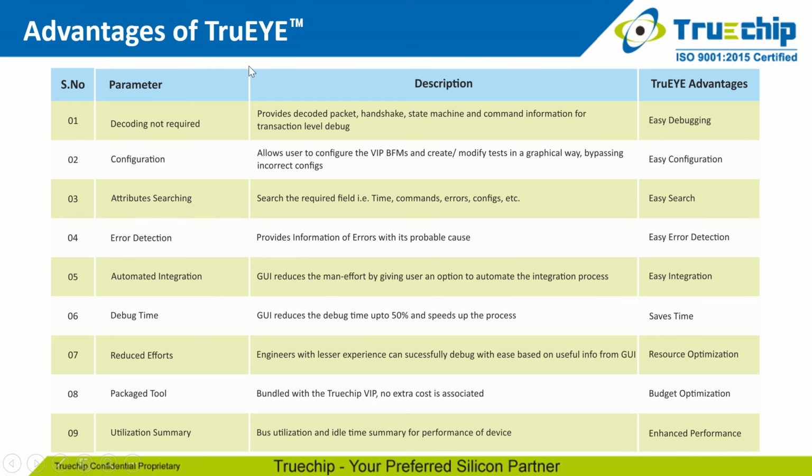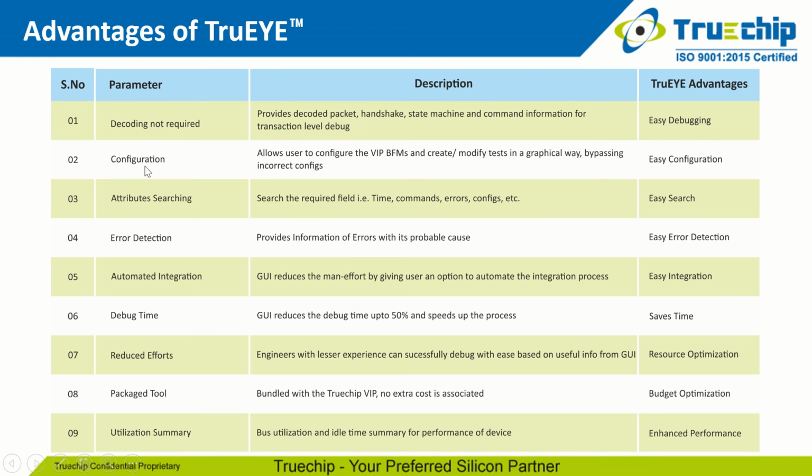Let's talk in detail about the TrueEye GUI. There are a lot of parameters on which the GUI works, out of which we will discuss some here. The first one is decoding not required. It provides decoded packet, handshake, state machine and command information for transaction level debugging. Its key advantage is easy debugging.